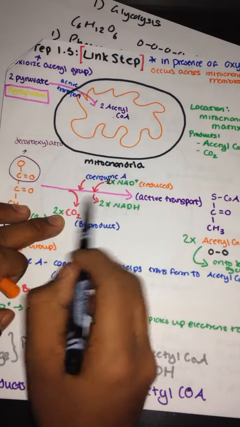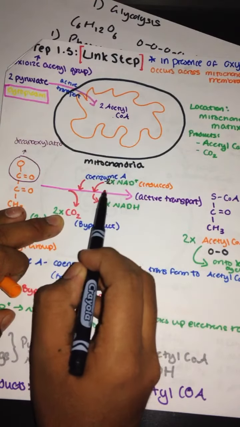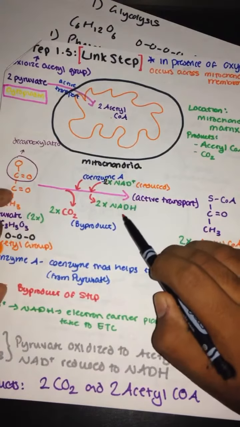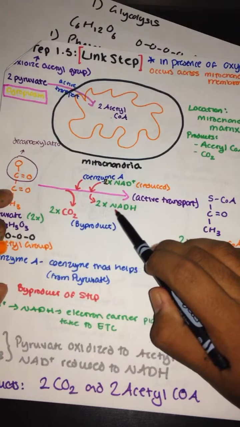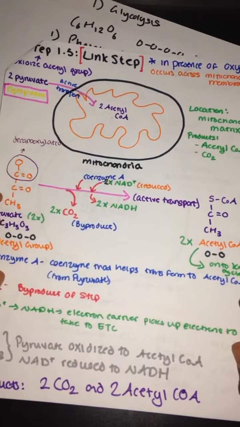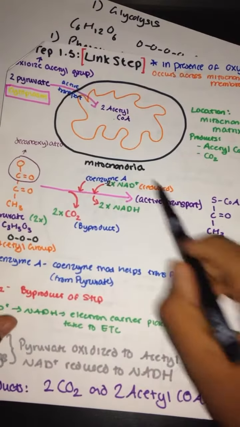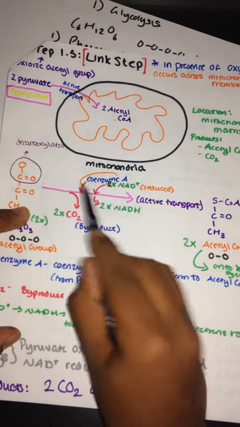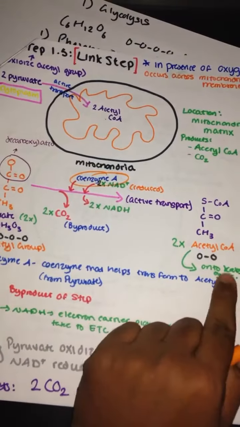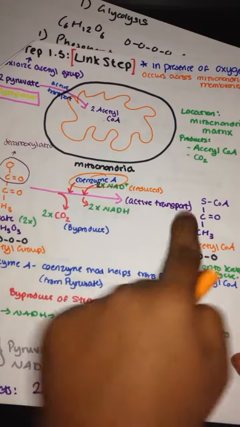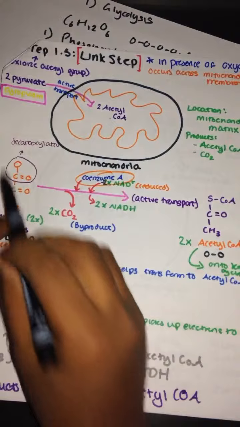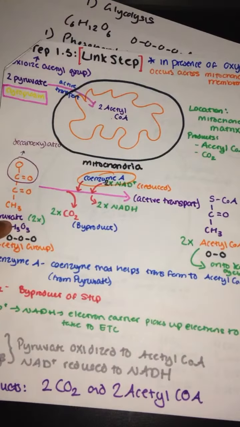And while this is happening, you have 2 NAD plus coming in and becoming reduced, which is basically picking up electrons and turning into 2 NADH. Those NADH are electron carriers, and they take electrons out. What else is happening is you have coenzyme A coming in to help facilitate the reaction that turns pyruvate into acetyl-CoA, which is expressed here. And remember, you need to know that this is active transport. Active transport goes from a low concentration to a high concentration. It requires energy.